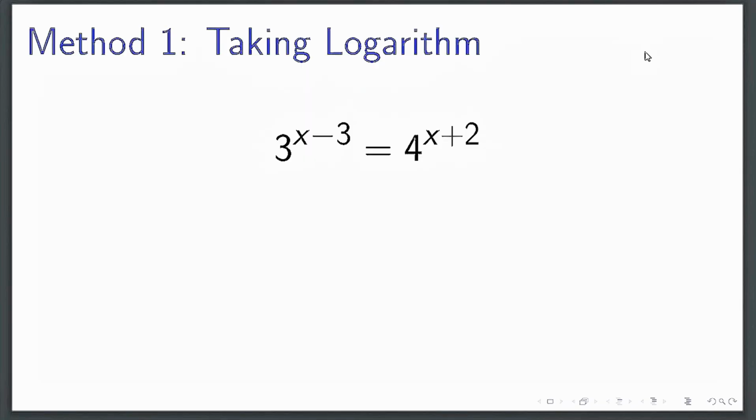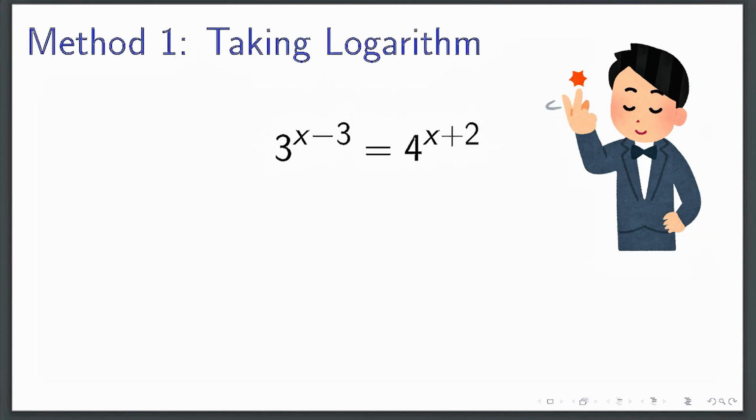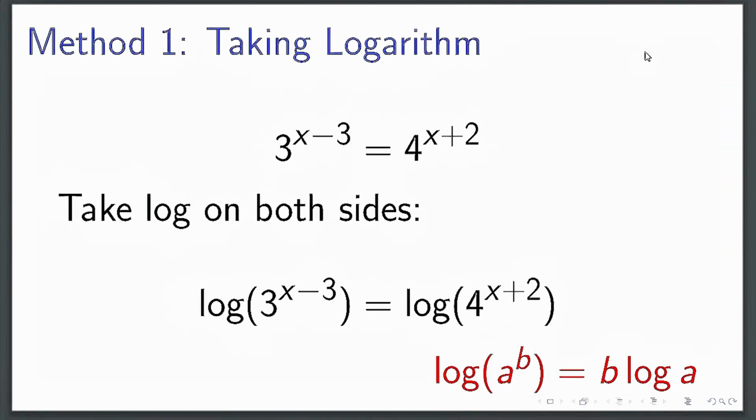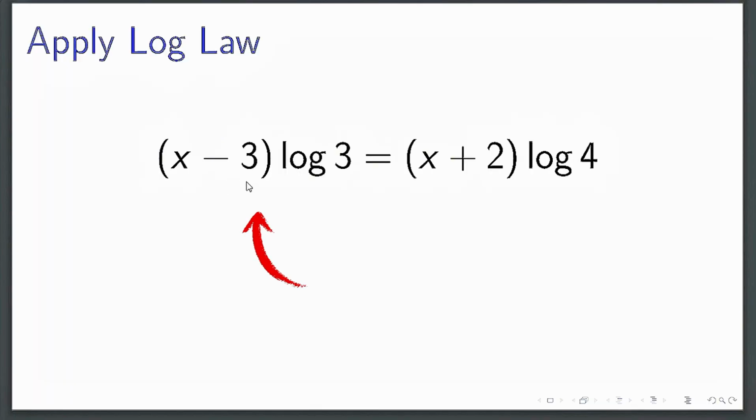So let's start. First of all, I'm going to take the logarithmic method, in which I will take the log on both sides. When I take the log on both sides, I will get log of 3 power x minus 3 will be equal to log of 4 power x plus 2. Now I'm going to use a law that says if we have log a with a power b, we can write that as b times log of a. So when I use this law, I will get x minus 3 into log of 3 will be equal to x plus 2 into log of 4.